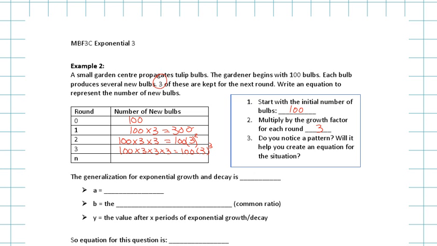So what do you think your formula would be after n rounds? y equals 100 times 3 to the power of n in this case. So if you have 10 rounds, the way to calculate it is 100 times 3 to the power of 10. Do you guys understand that? The power is the round. After the first round, I have 3 to the power of 1. After the second round, 3 to the power of 2. Third round is 3 to the power of 3. Fourth round is 3 to the power of 4.